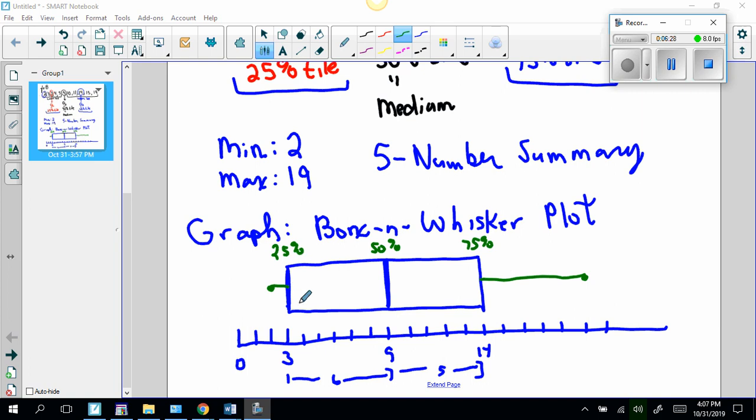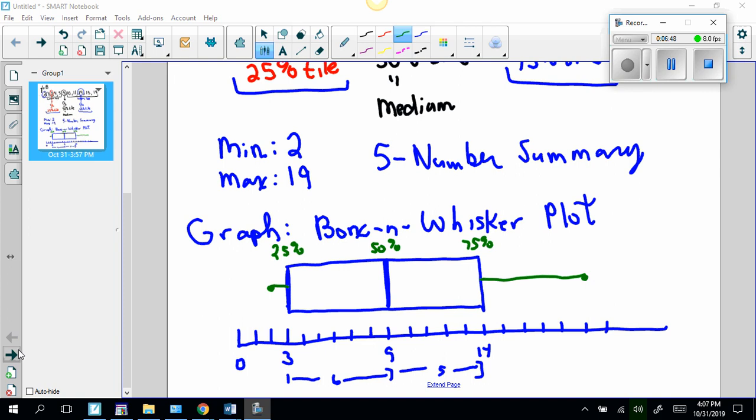Remember, make your box with Q1, Q3. Fatness of the box doesn't matter. Throw down your median, put your whiskers in, and you got yourself a box and whisker plot. If you've never done it before, kind of fun. If you've done it before, it's not that bad of a thing.